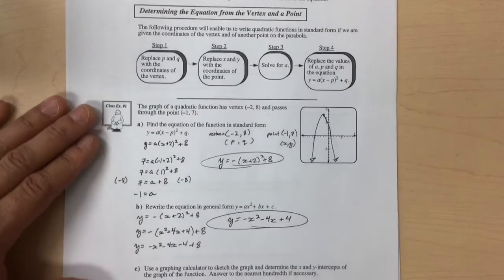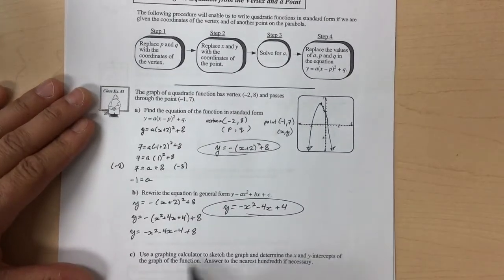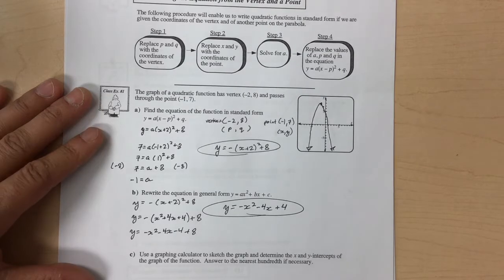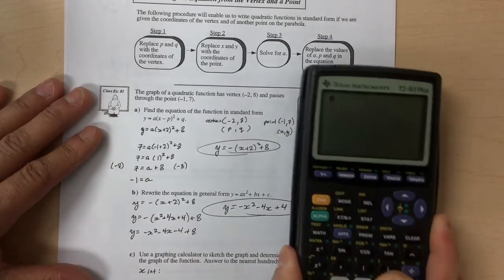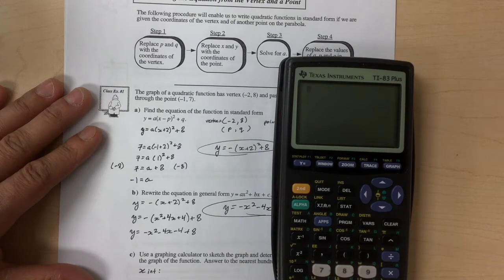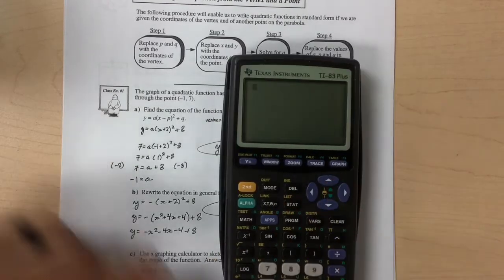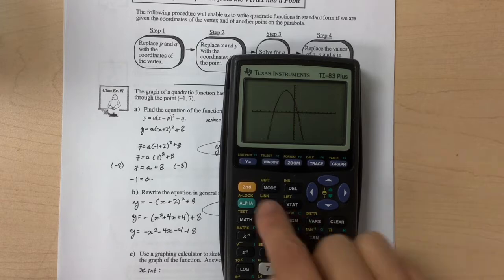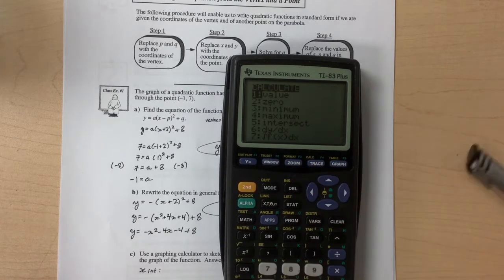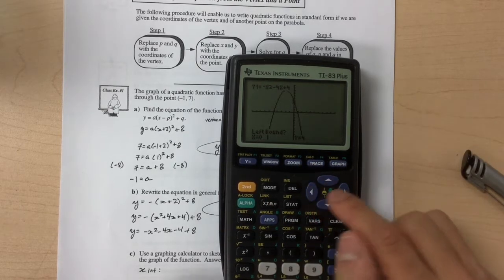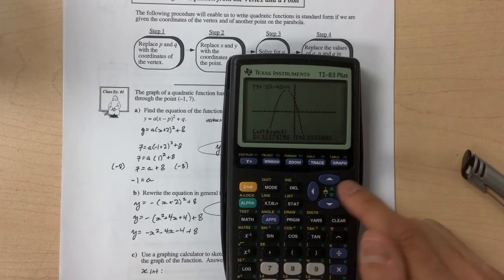Now, in that last question, we want to determine the x and y intercepts of the graph of the function. And so we're going to use our graphing calculator here. So my x-intercepts. Let's look at our x-intercepts. So go back to our graph, and I'm going to go to my trace function, and I'm looking at my zeros. I know that my zeros are equal to my x-intercepts.